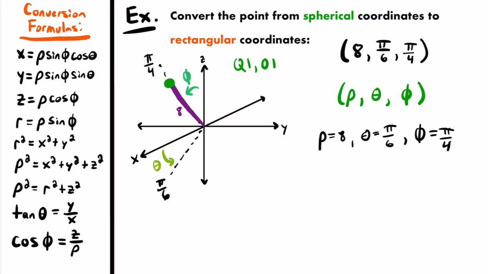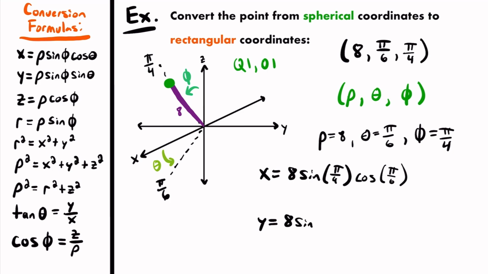So let's start with x. We'll have that x is equal to rho, which is 8, times sine of phi, which is pi divided by 4, times cosine of theta, which is pi divided by 6. Then we'll have y is equal to rho, which is 8, times sine of phi, which is still pi divided by 4, times sine of theta, which is pi divided by 6.